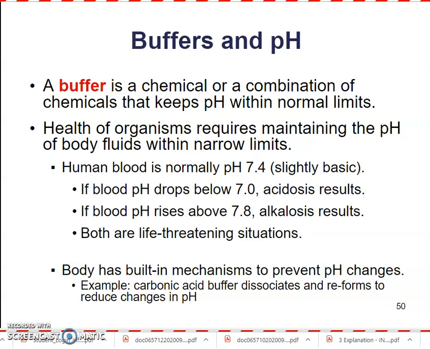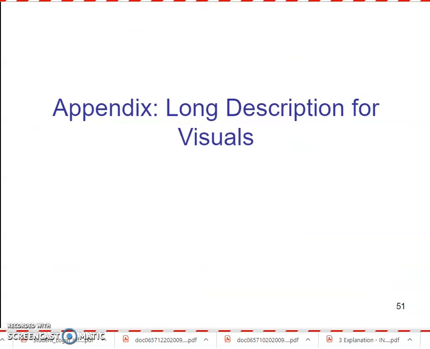Your body has built-in mechanisms to prevent that. Okay, your body contains natural buffers that keep that pH from changing too much. An example would be a carbonic acid buffer. It dissociates and reforms to reduce the pH change. Okay, so a buffer is something that can accept hydrogen ions or hydroxide ions and keeps them from turning the solution too acidic or too basic.